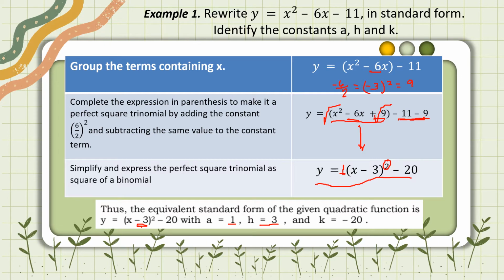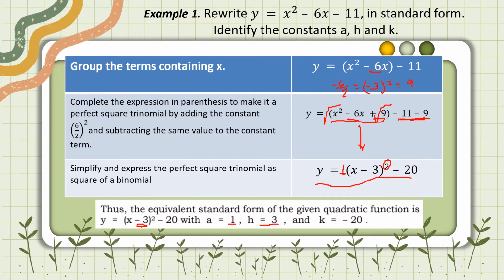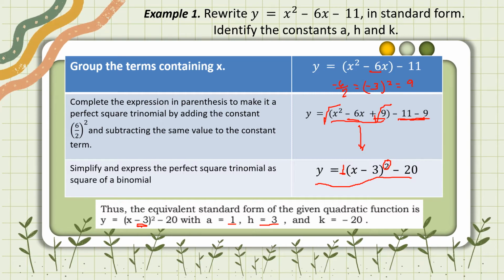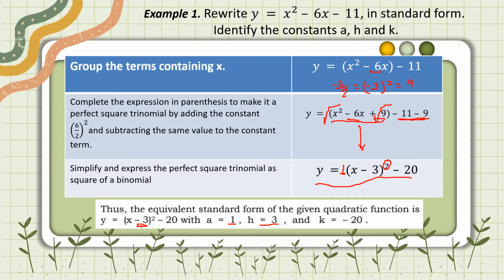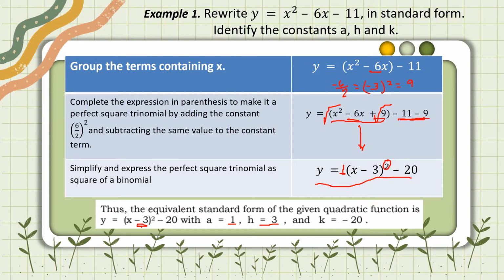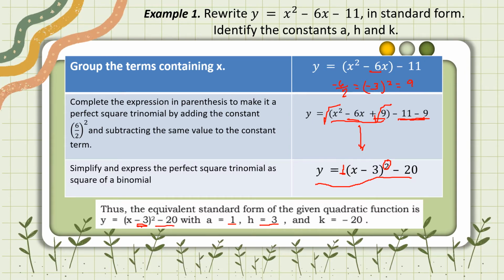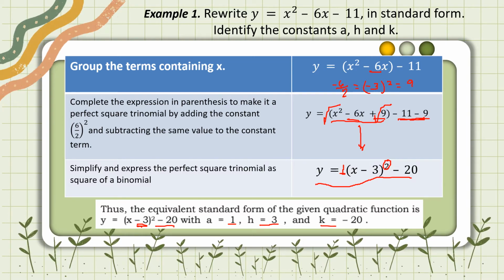If the given sign in the square of binomial is positive, your h will be negative. If the sign in the square of binomial is negative, our h value will be positive. Okay? It is vice versa. Just change the sign. Then, our k value has no change. Whatever constant you get is our k value. So, k is now equal to negative 20. Okay, so let's have here another example.